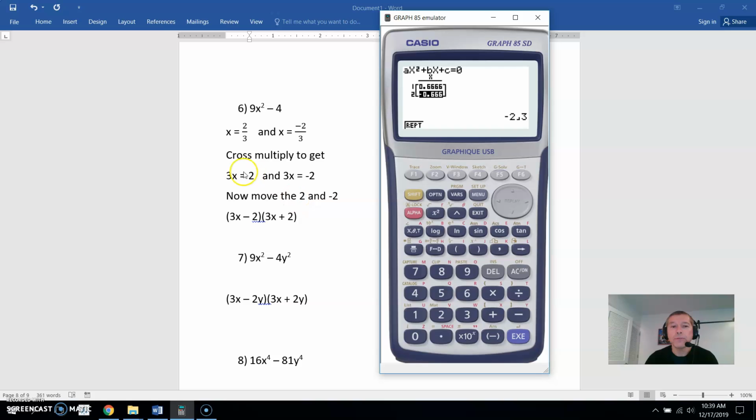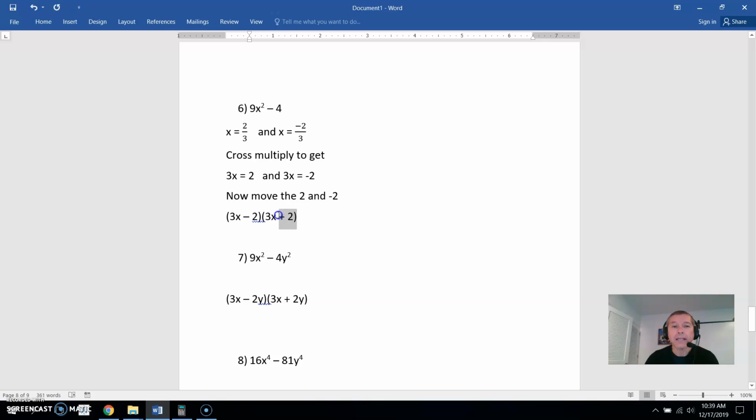Then I have to move the 2 and the negative 2 to the other side. When I do that, they change sign. So subtract 2 from both sides right here, and I get 3x minus 2. Add 2 to both sides here, and I get 3x plus 2. So these are the factors right here. This is what this thing factors into, and it's always worth it to check. Does 3x times 3x equal 9x squared? Yes, it does. 3 times 3 is 9, and x times x is x squared, so it works.